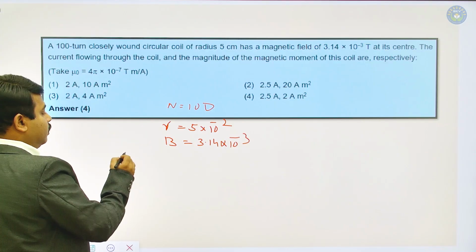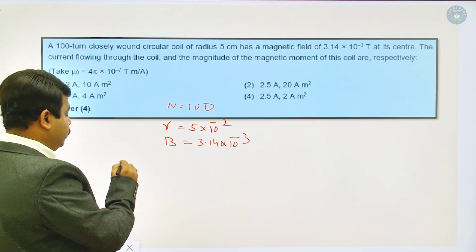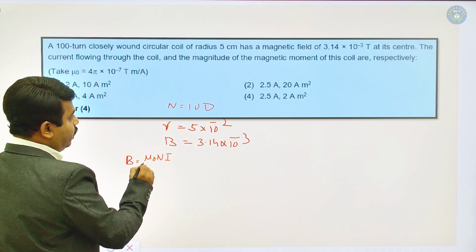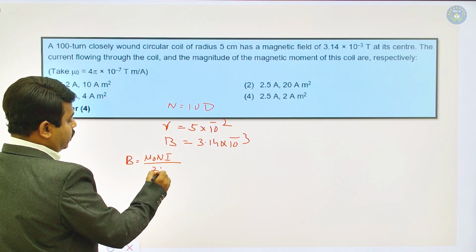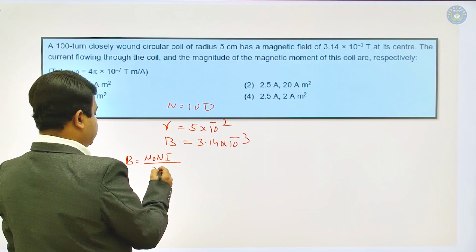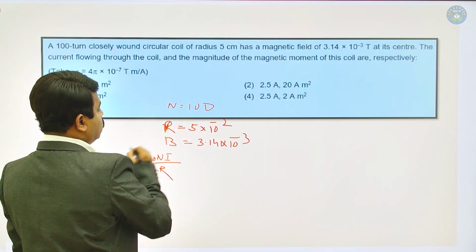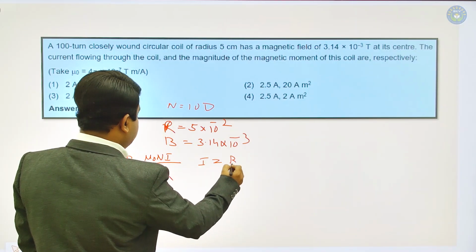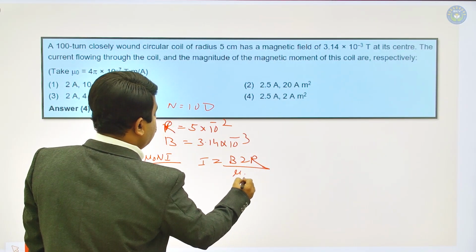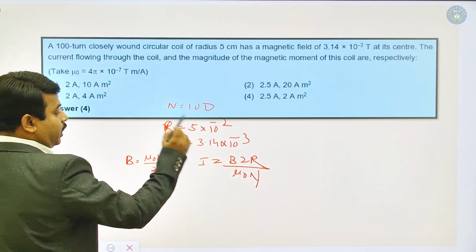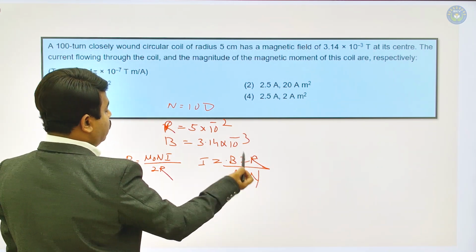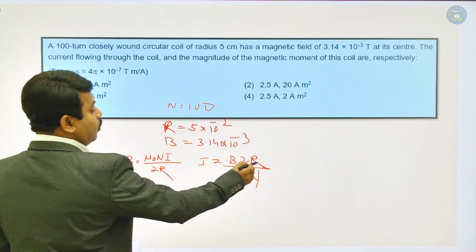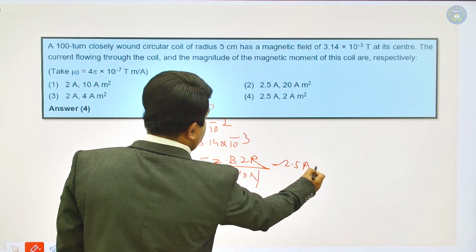See, at the center of a circular coil, what is the magnetic field? B is equal to mu 0 N I divided by 2R, right? Now I is what is asked, right? So here capital letter R is used for radius, right? Then I is equal to B 2R divided by mu 0 N. All the values are given, right? B given, R given, mu 0 given, mu 0 value is 4 pi into 10 raised to minus 7. By substituting, you will get 2.5 ampere, right?